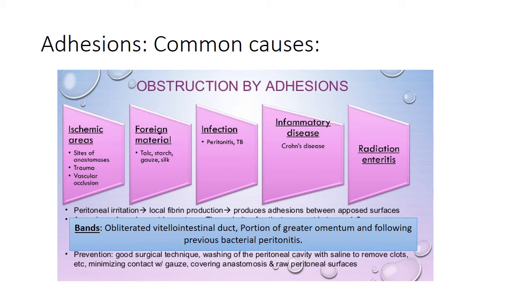So my dear student, what are the factors that would limit the adhesion formation and consequently decrease the chance of intestinal obstruction? Those are, number one, good surgical technique, proper washing of the peritoneal cavity with saline to remove clot, minimizing contact with gauze, and covering anastomosis and raw peritoneal surfaces. Now learn some important facts about bands. Bands may be congenital, like obliterated vitellointestinal duct, a portion of greater omentum usually adherent to the parietal peritoneum, and a string band following previous bacterial peritonitis.